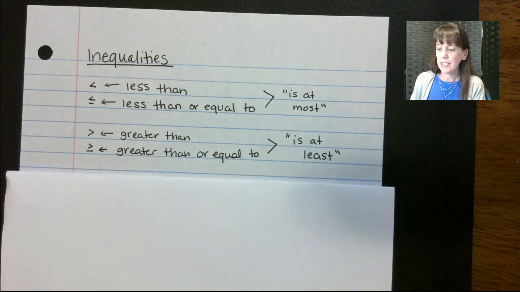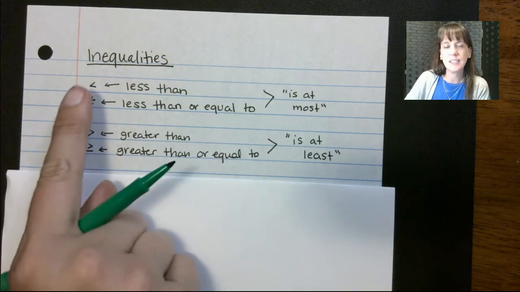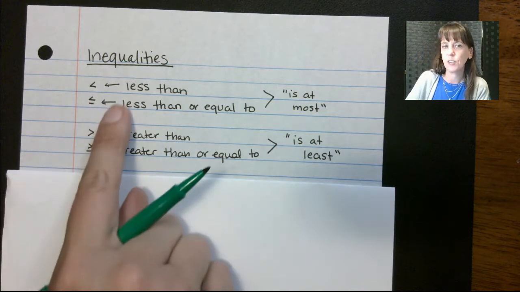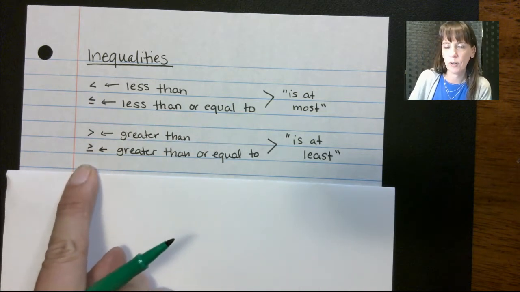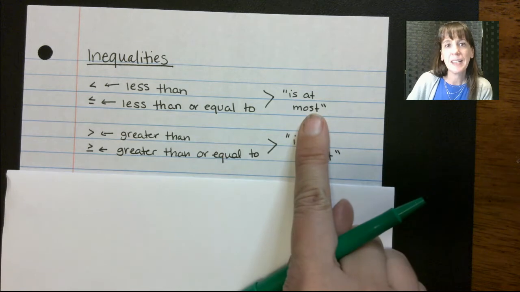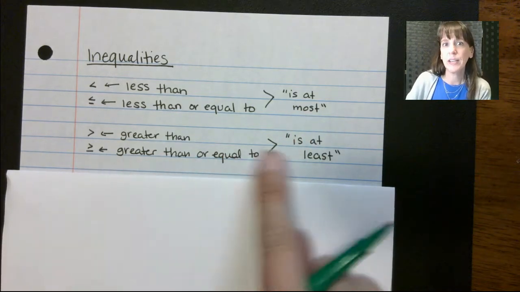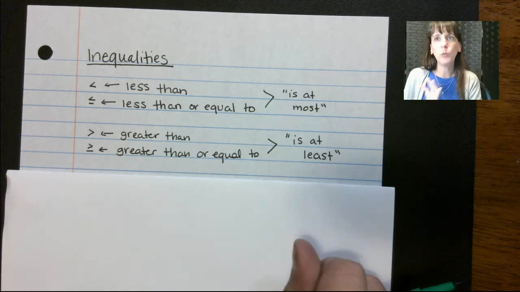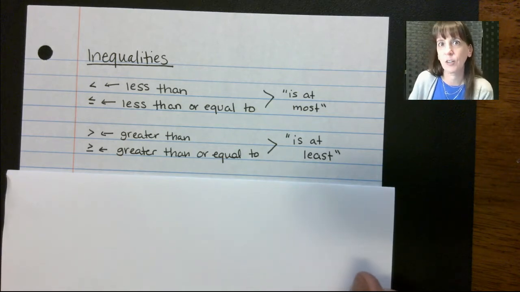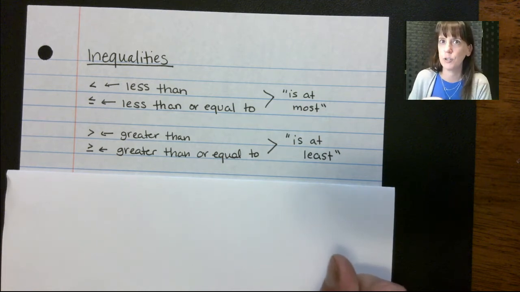The first one is less than, greater than. These symbols are less than and less than or equal to. And this is greater than and greater than or equal to. When we're talking about less than, you may hear it referred to as "is at most," and greater than is "at least." Now, you are probably familiar with less than and greater than if you think of it like alligators, right? The alligators opening to the larger number.